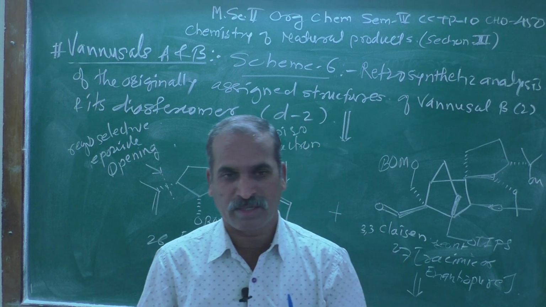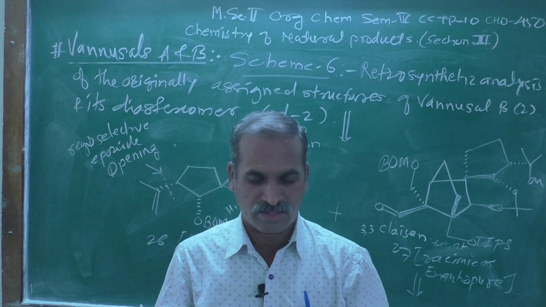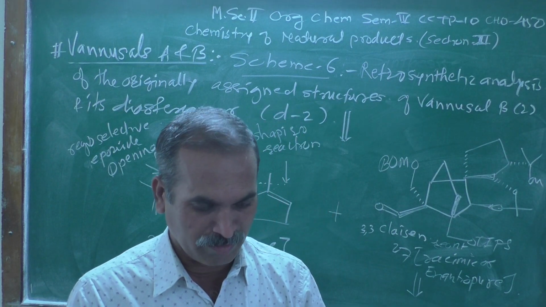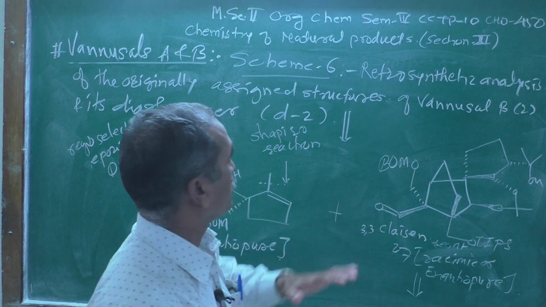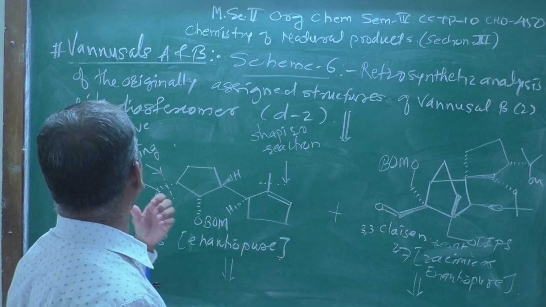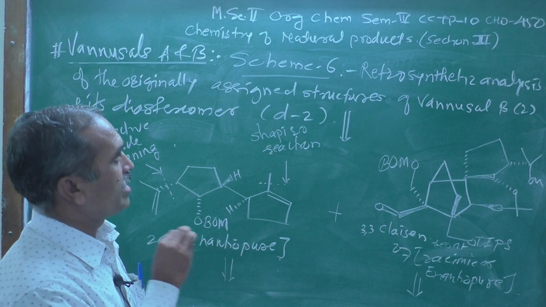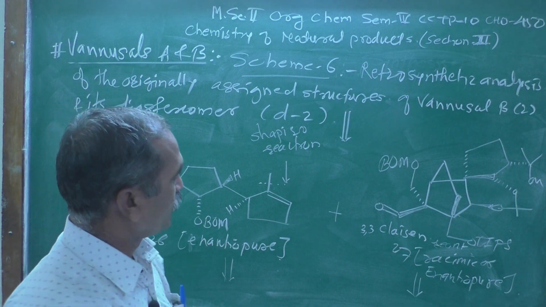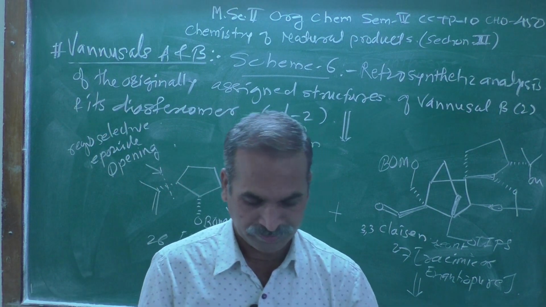Do you remember what we were discussing yesterday? I think we were discussing scheme number 6, which is the retrosynthetic analysis of the originally assigned structure of vanosol B2 and its diastereomer, which is D2.